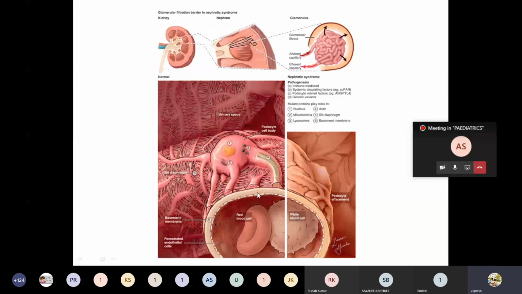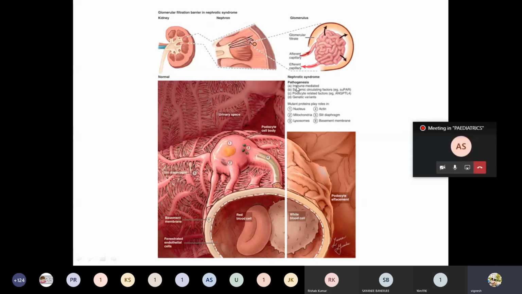Here in glomerular filtration, this basement membrane should be intact. If the integrity is lost, then the podocyte cell body will become abnormal. Then there will be a minute leakage of albumin from the blood into the urine. You are going to see.